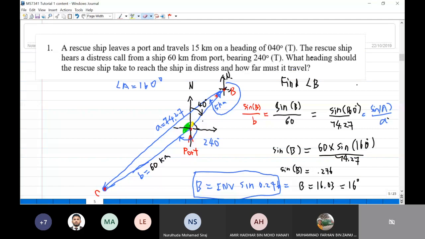Then, how do you press the calculator? Because I think some of you may not know how to press the calculator. To find B, sine B is equal to 0.276, so you press inverse (INV) first, then the sine button, sine inverse 0.276, all right? Then you find that B is 16.03, or 16 degrees. So this is how to find angle B.